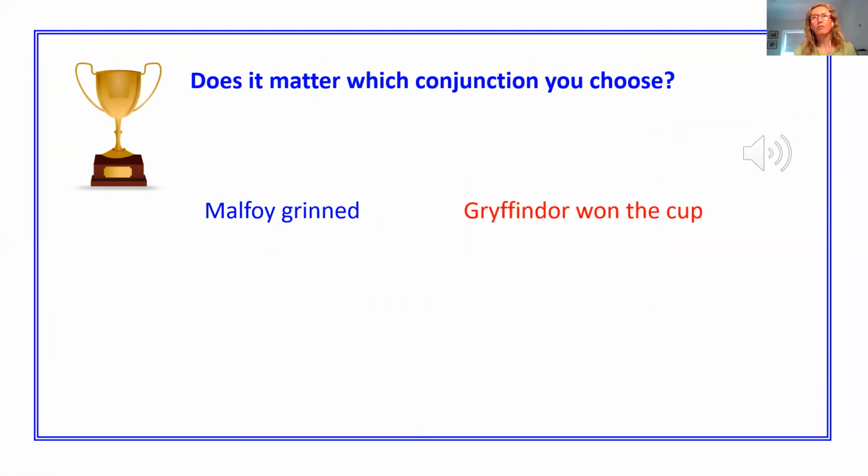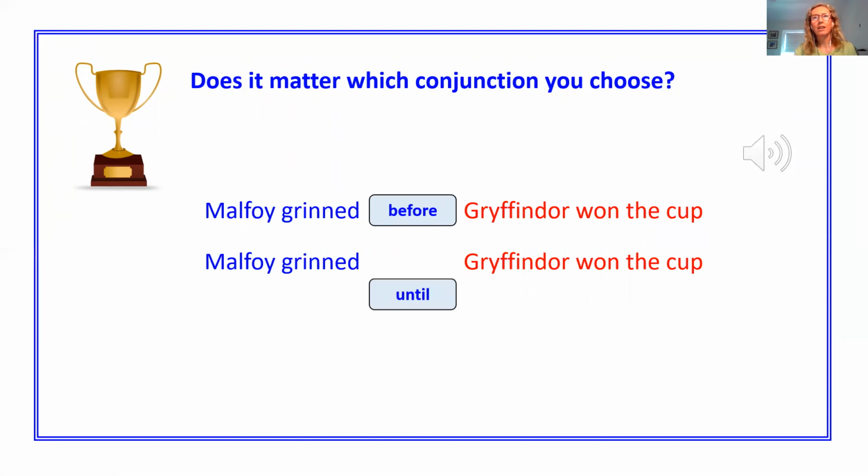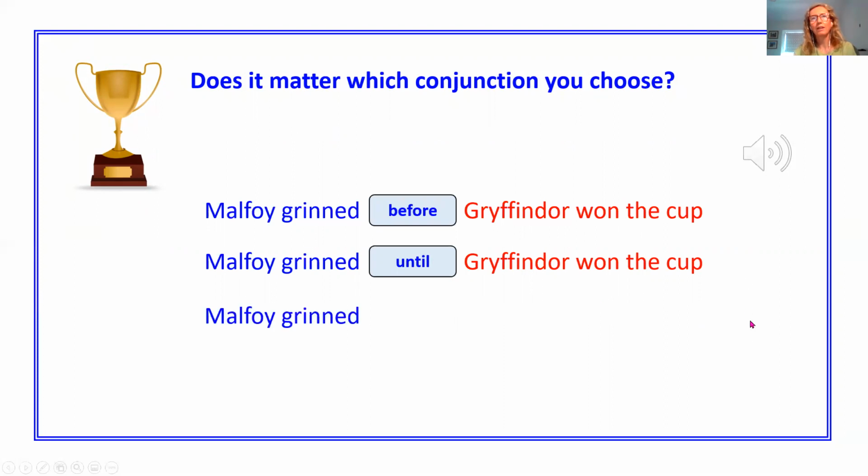Malfoy grinned, Gryffindor won the cup. And have a look how we can join this with different conjunctions to see if it makes a difference. So Malfoy grinned before Gryffindor won the cup. Malfoy grinned until Gryffindor won the cup. So these two conjunctions make a little bit of difference. Malfoy grinned before they actually won the cup, and he grinned until they won the cup. Okay, so slightly different meaning.